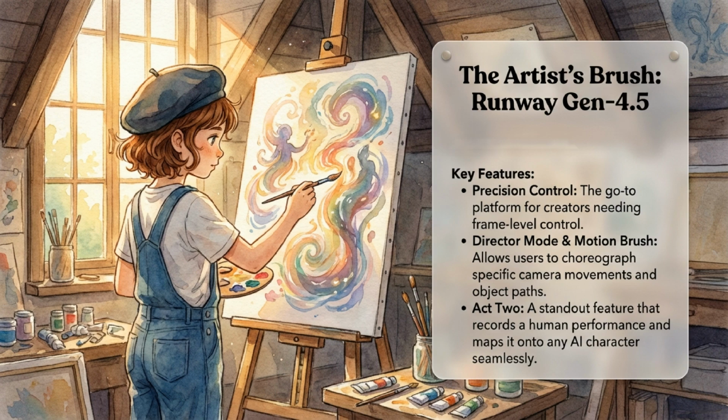Runway is the precision instrument. Frame-by-frame tweaks, camera choreography, and motion paths let you direct scenes instead of just prompting them. One standout feature captures a real human performance and maps it onto an AI character.